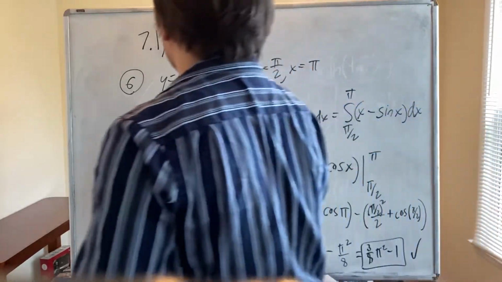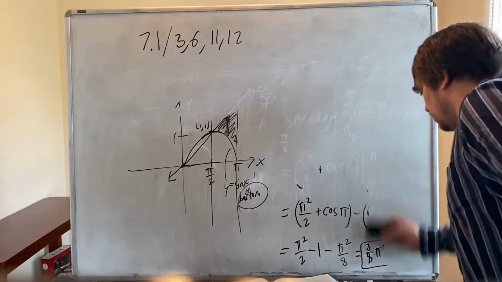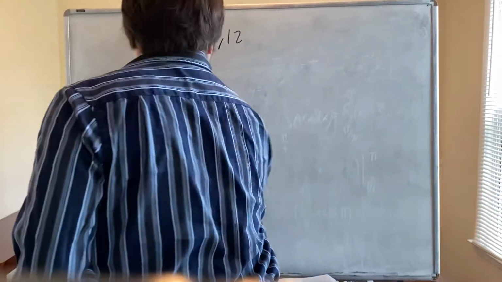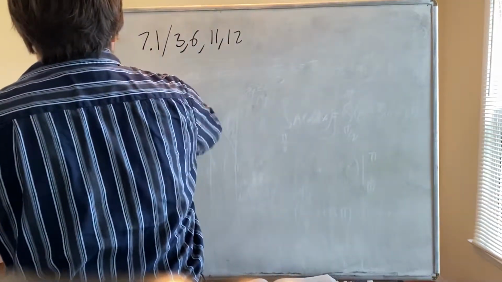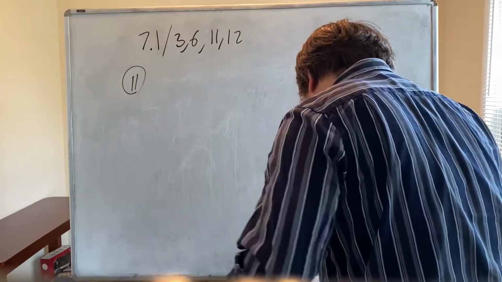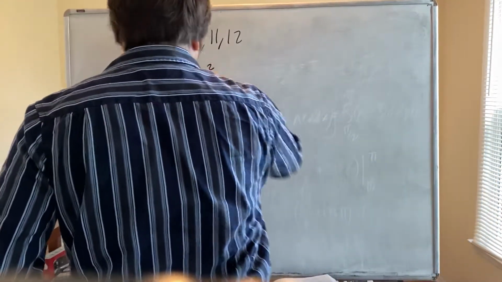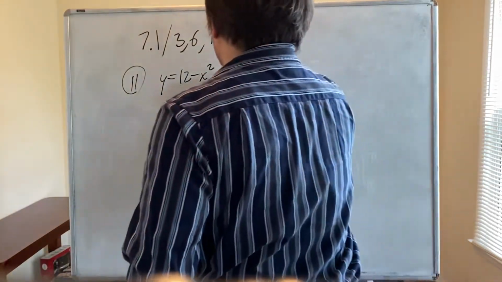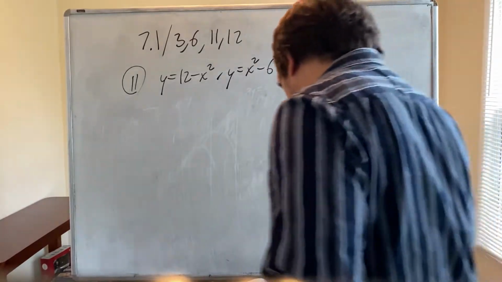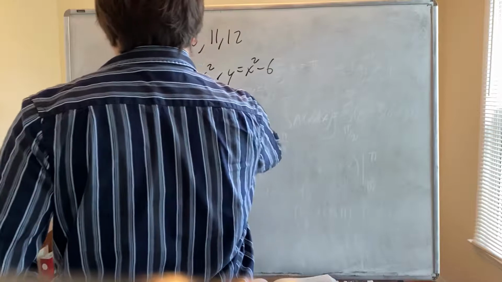Okay. Next is number 11. Sketch the region enclosed by the given curves and find its area. So you have y equals 12 minus x squared, y equals x squared minus 6. Okay, so let's find the area enclosed by those two curves.